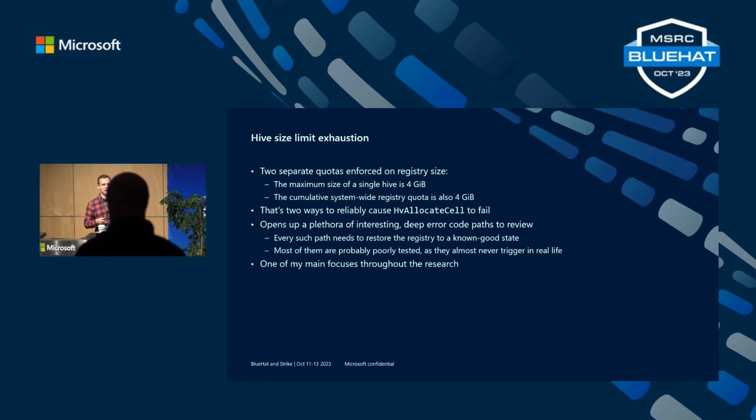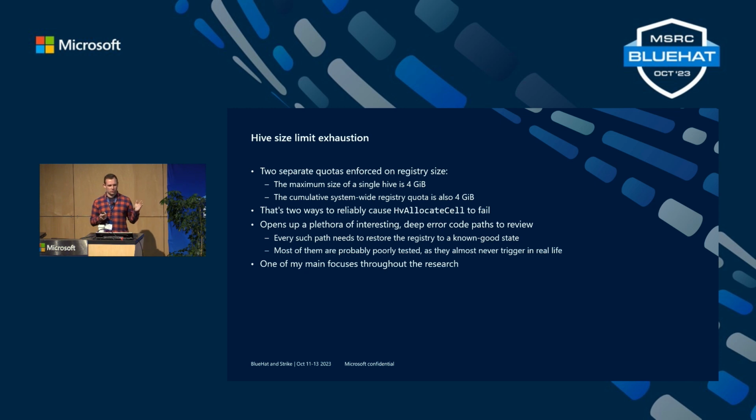So let's talk a little bit about the Hive size limit exhaustion. There are actually two types of separate quotas enforced on the registry size in Windows. First of all, by design, the maximum size of every single Hive in Windows is 4 gigabytes, and that is non-extendable because cell indexes, which are used to address data within registry Hives, are 32-bit unsigned integers, so they can only address 4 gigabytes. And then we also have another limit, which is the cumulative system-wide registry quota, which is currently also set to 4 gigabytes. So every registry Hive can be a maximum of 4 gigabytes, but also the cumulative size of all of the registry Hives is capped at 4 gigabytes.